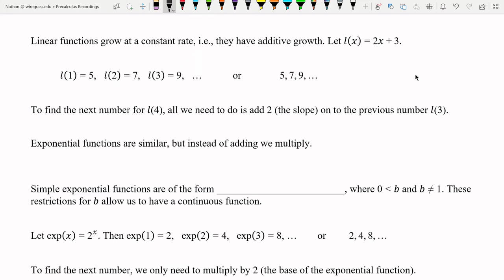Linear functions grow at a constant rate. That is to say, they have additive growth. So let's look at this linear function, L of x equals 2x plus 3.